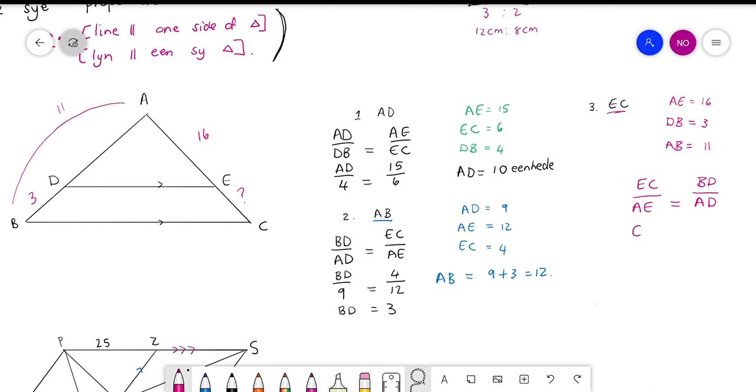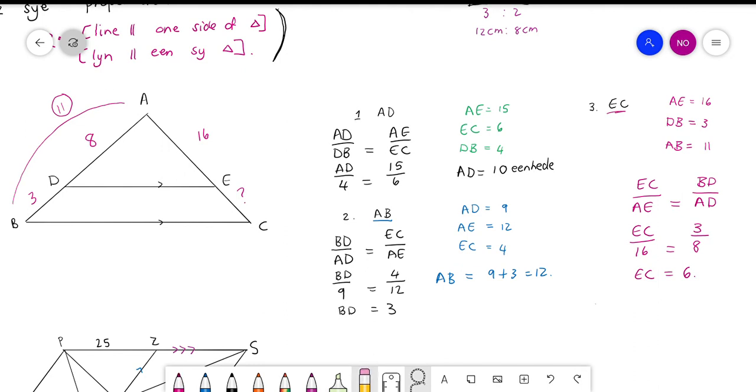Hierdie ene wil ek nog hê, so ek weet nie wat hy is nie, oor AE is 16. Daai ene is 3. En dan AD het ek nie, maar ek weet mos as daai ene 11 is en die ene is 3, then this one has to be 8. Like that, which means that EC is equal to 6. Okay. Now, one important thing that I didn't write down is the reasons.